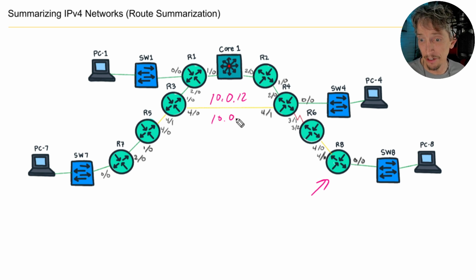So this would be 10.0.35. And over here on the left-hand side, it's 10.1. And then the router numbers, 35.